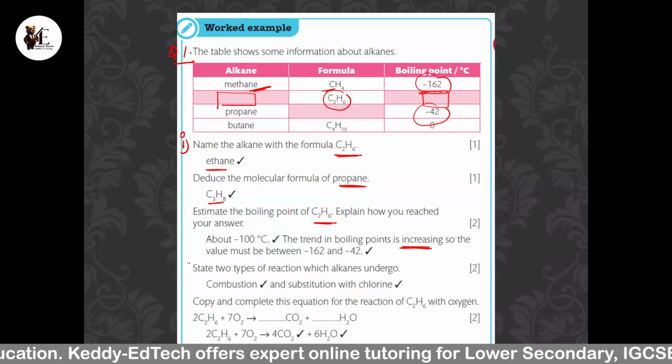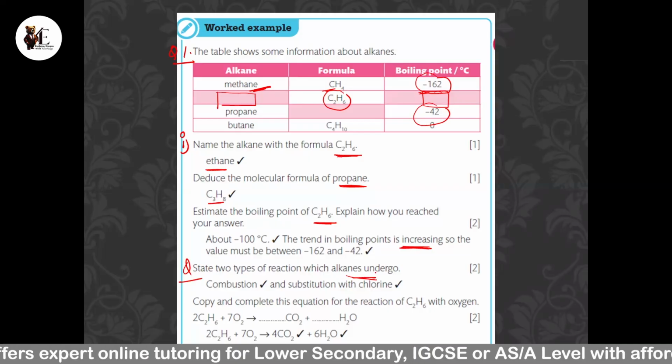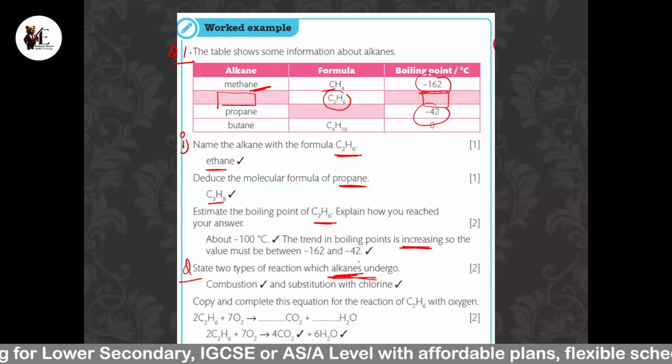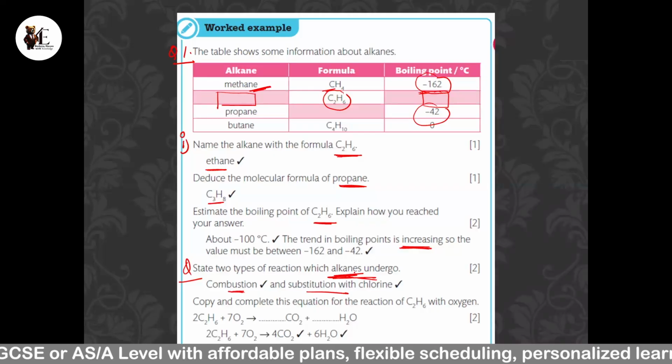Next is, the question is that state two types of reactions which alkanes show. So I have told you in the yesterday's session, in the last session, that alkanes are generally unreactive, but they show only two types of reaction. One is combustion and one is substitution with chlorine.